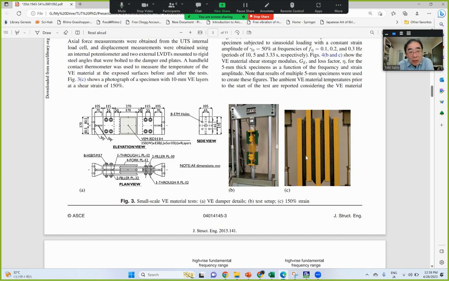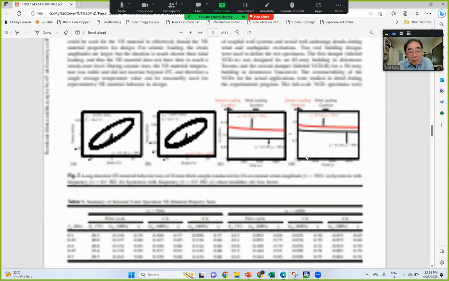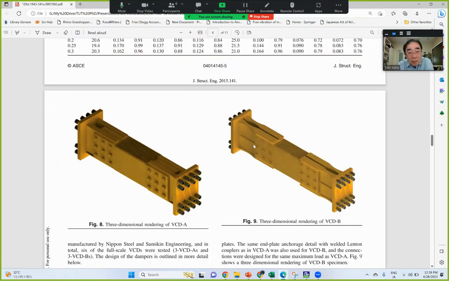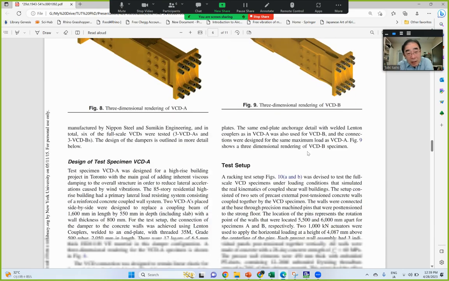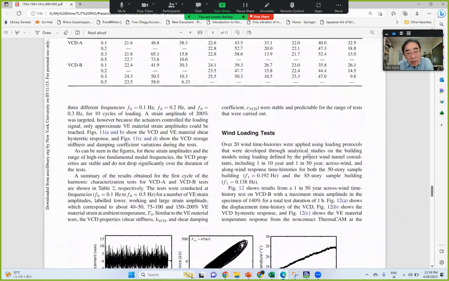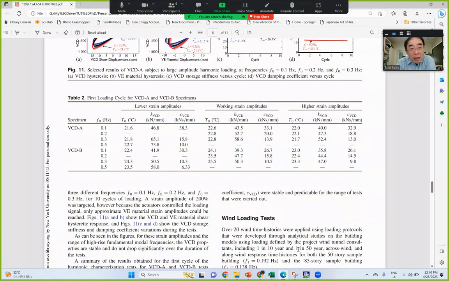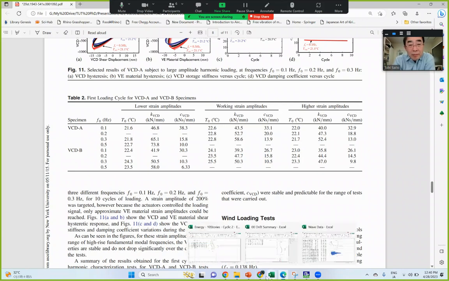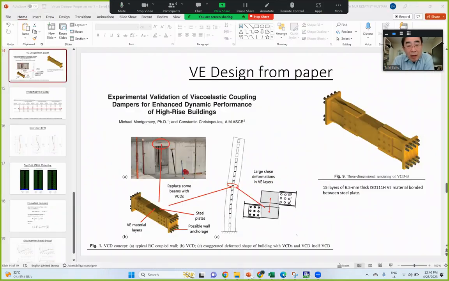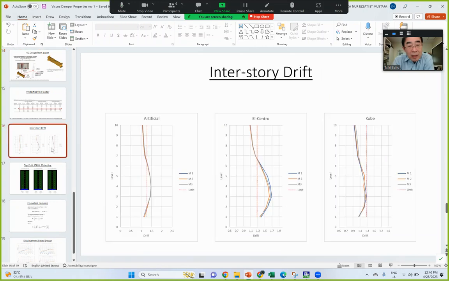In this paper, they have the same viscoelastic damper. The only difference is that the B type has a fuse at both ends of the viscoelastic damper. This is the normal type, but this one was applied for 85 stories, and this one for 50 stories. So I tried to use the properties they share here to apply in the software. I think we have to fix the software first. Yeah, I believe. I will try to run the time history analysis.